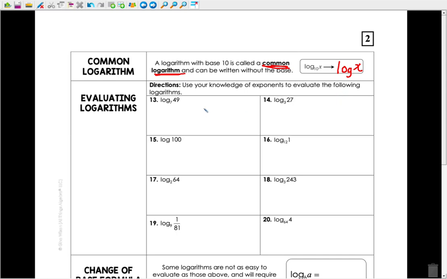How does that help us? Well, we're going to use what we know about exponents to evaluate the following logarithms. When you read this, it says log base 7 of 49 equals x. What this is saying is log base 7 of 49 is x. What must x be so that 7 to that power equals 49? Well, x would have to be 2.